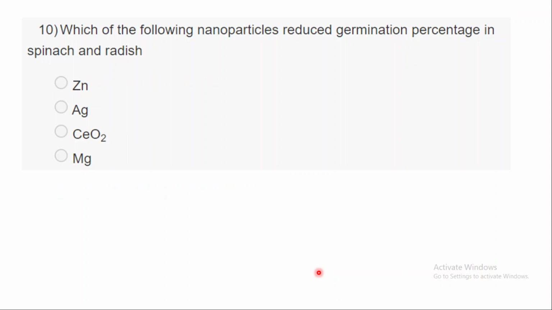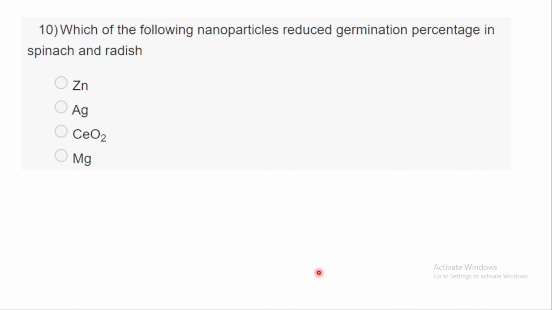So, last and final question of this session. Which of the following nanoparticles reduced germination percentage in spinach and radish? So this is a direct, easy question from the lecture series. If you have been through the lecture series thoroughly, Professor Mainak has taken a good amount of time explaining the experiment involving spinach and radish and activities of different nanoparticles.